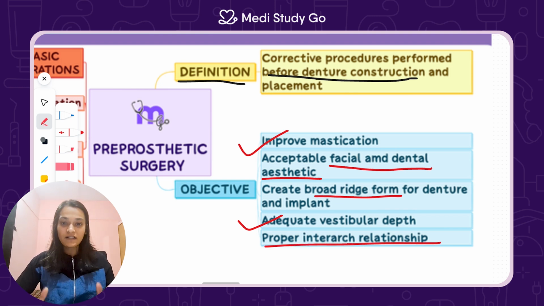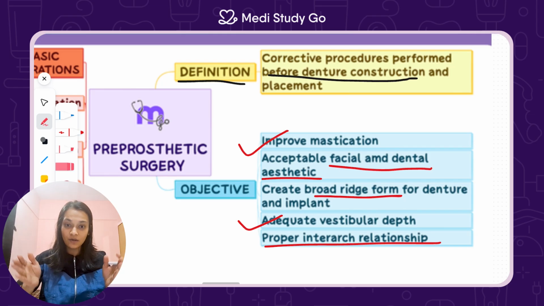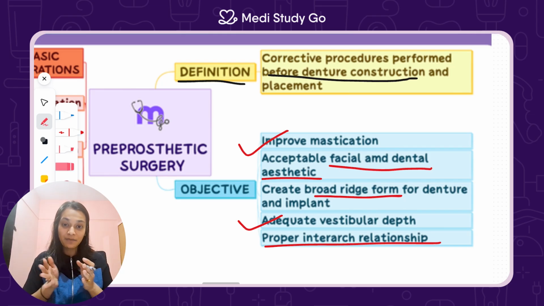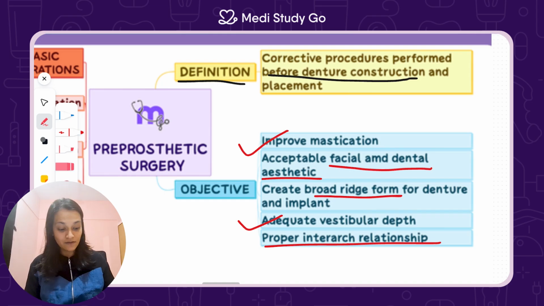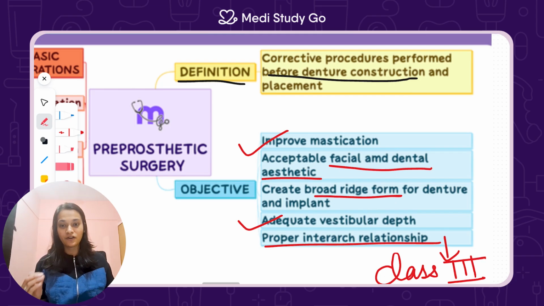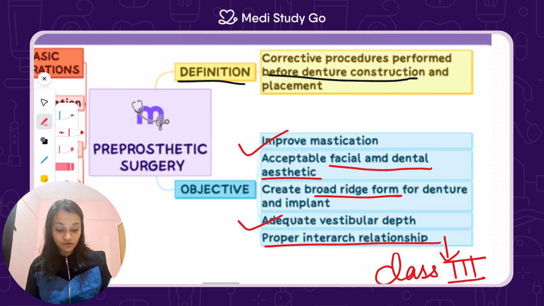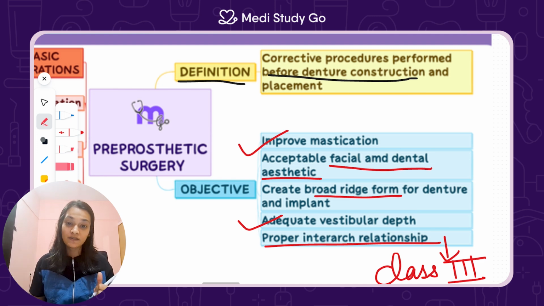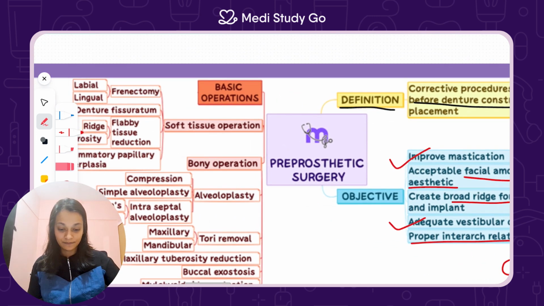Now we know, can you recall the resorption pattern? So maxilla goes centripetal and mandible goes centrifugal. Because of this, mandible will appear prognathic and the maxilla goes inside. So this leads to the appearance of class 3. This is basically because of the ridge resorption pattern that it happens. And what is the ideal relation that we want to obtain? Definitely it is class 1. So getting proper interarch relationship is also one of the objectives.